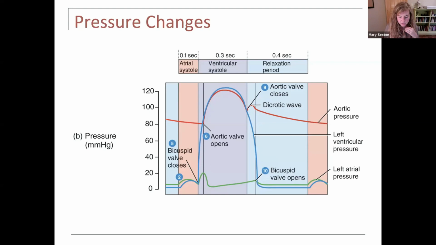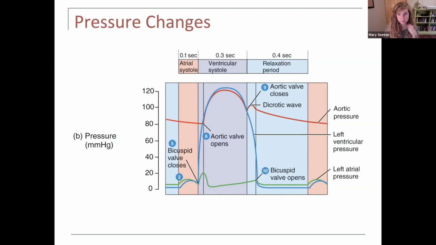During ventricular systole, what is the blood volume in the ventricle doing? Well, in ventricular systole, that means contraction. If my ventricle is contracting, it's ejecting blood, so our volume is decreasing. Right?